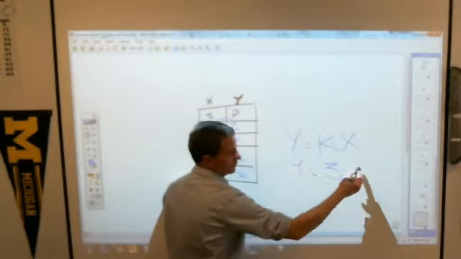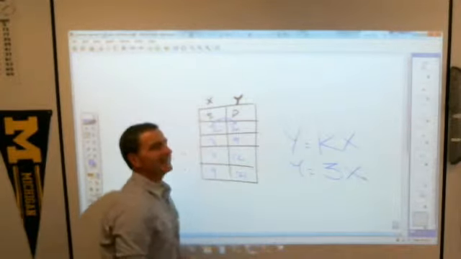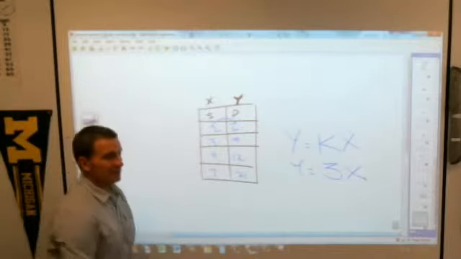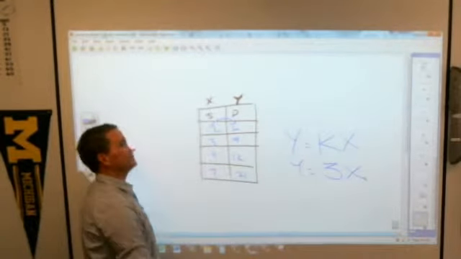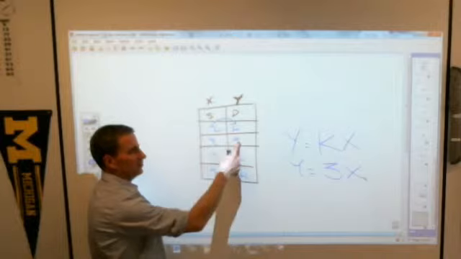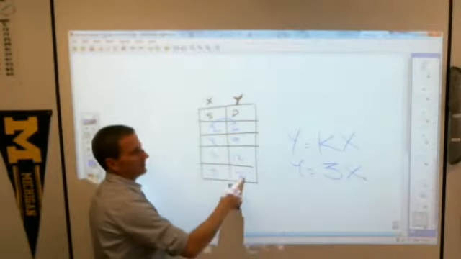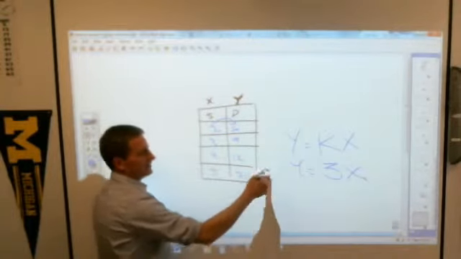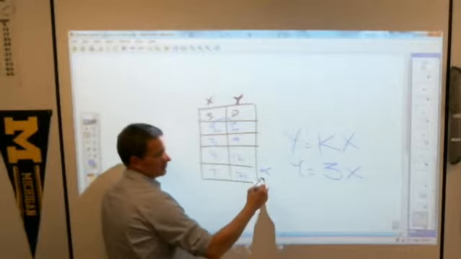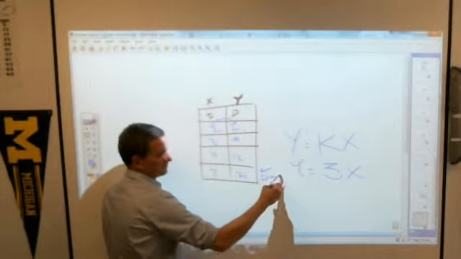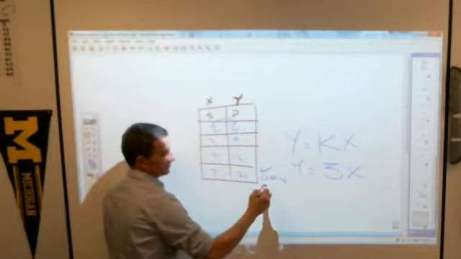Now that has to be true for all of them, otherwise it is not a directly proportional direct variation thing. Did I multiply this by 3? Yes. Do I multiply this by 3? Yes. Do I multiply this by 3? So yay, this is direct variation. It is also proportional.